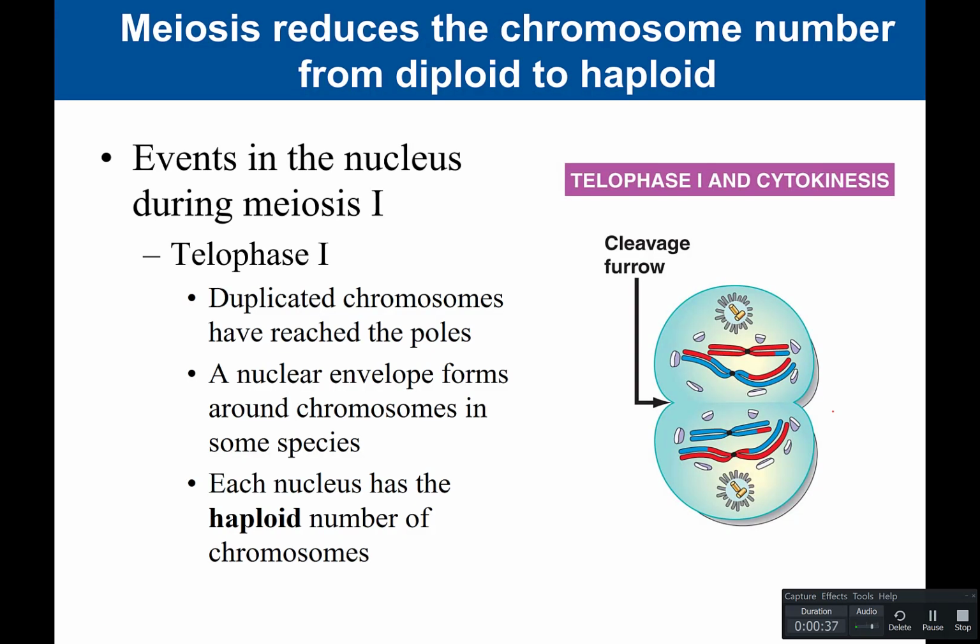Then we come to telophase I. In telophase I, duplicated chromosomes have reached their pole. A nuclear envelope will form around the chromosomes in some species. Not all species do that, because you just have to break them down again when you do meiosis II. Each nucleus has the haploid number of chromosomes, because homologous pairs are what will separate. Sister chromatids stay together, but homologous pairs separated. So when the homologous pairs end up in opposite cells, now the cell is haploid. It has half of its chromosome number.